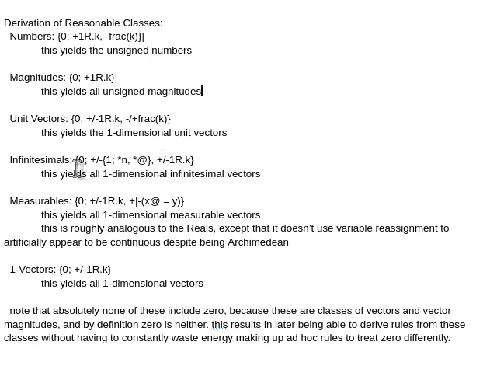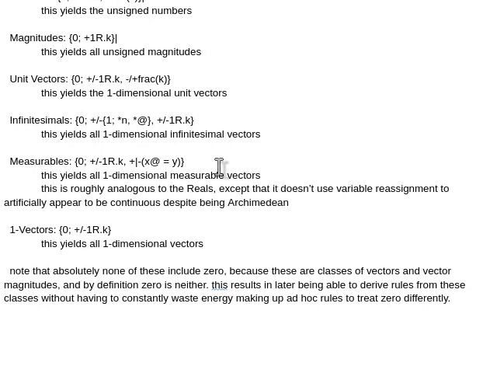Okay. Now the infinitesimals are also a class, so what this will do, this will give us specifically the infinitesimal space around every possible value of k. That's what this does. So this yields all one-dimensional infinitesimal vectors. And we can get the measurables.